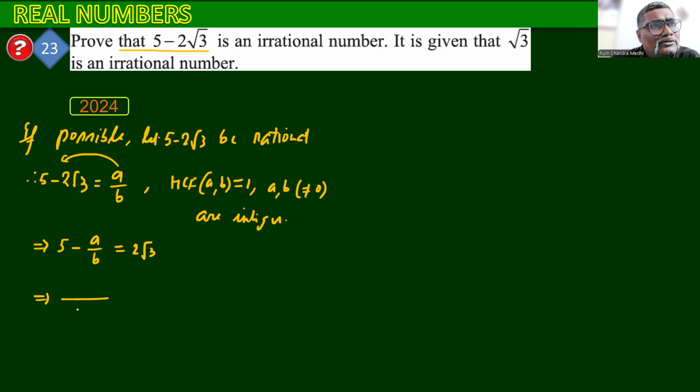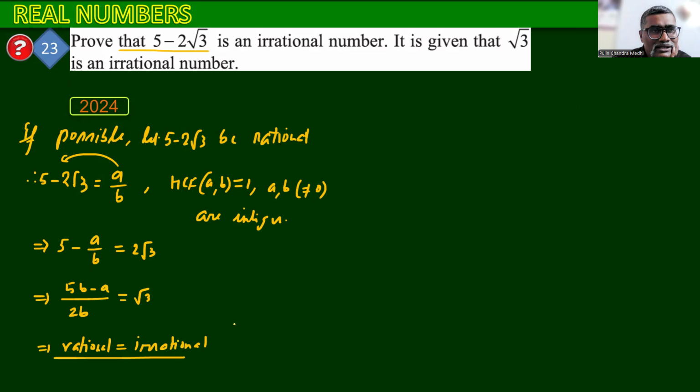So now what you will do, this is 5B minus A. This 2 can be brought down here. And then you will simply say this is rational and this is irrational because root 3 is irrational given only. And here you say nicely that this is a contradiction. So this contradiction leads to say that this is irrational. Perfectly okay. There is no problem. Right? You can really do this.